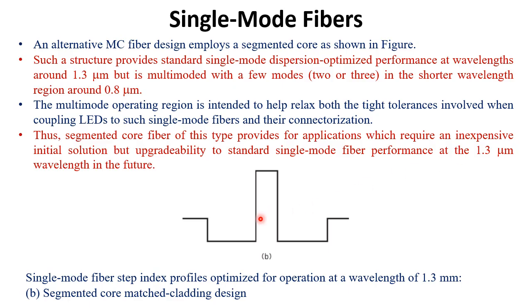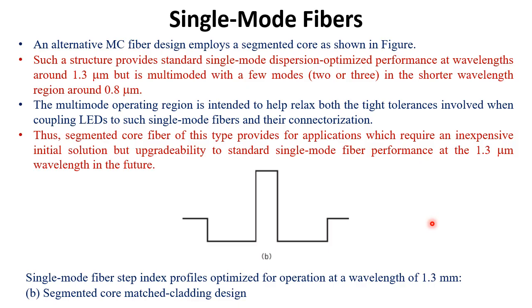And this is the segmented core matched cladding design. An alternative matched cladding fiber design employs a segmented core like this one. Such a structure provides standard single mode dispersion optimized performance at wavelengths around 1.3 micrometer, but is multimoded with a few modes in the shorter wavelength region around 0.8 micrometer.